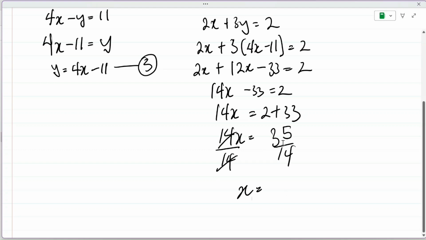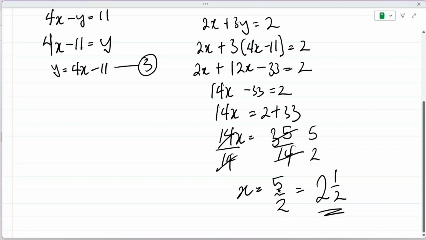What can go into both of them? 7 can go into them. 7 in 35 is 5, and 7 in 14 is 2. So our x is 5 over 2. And note, this is an improper fraction, which can also be written as 2 whole number 1 over 2. You convert it from an improper fraction to a mixed fraction.